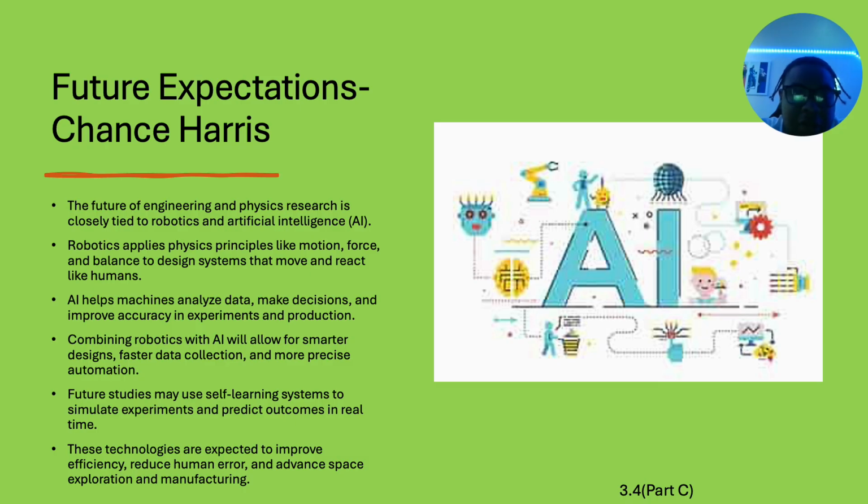For my last slide, future expectations, I have robotics and artificial intelligence. The future of studying motion lies in robotics and artificial intelligence. Robots rely on Newton's laws to move and balance, while AI helps analyze and adapt to changing forces. Combining both technologies leads to smarter, safer, and more efficient systems, from space exploration to everyday automation. The same principles that launched rockets now guide intelligent machines that keep learning and keep improving.